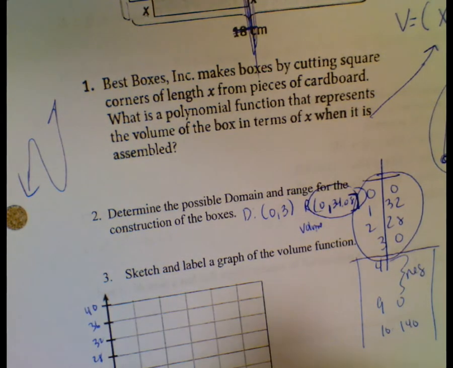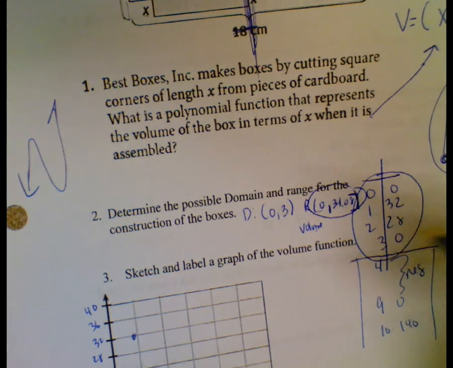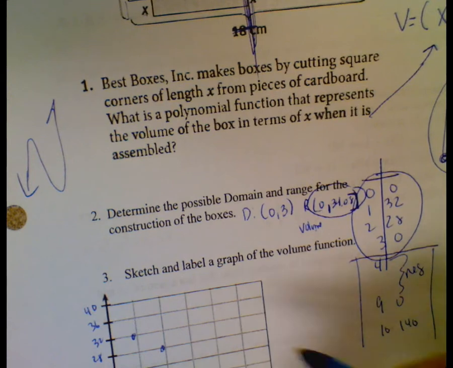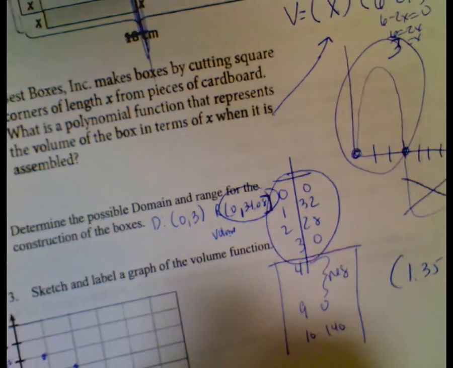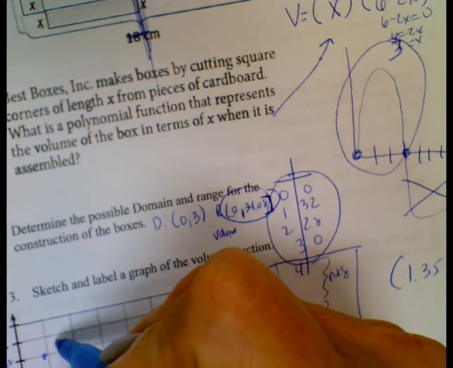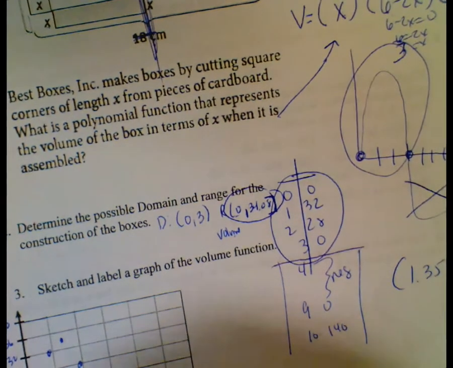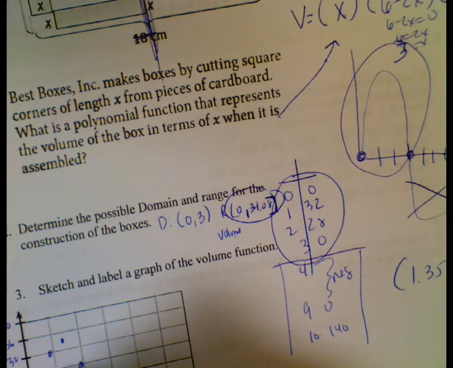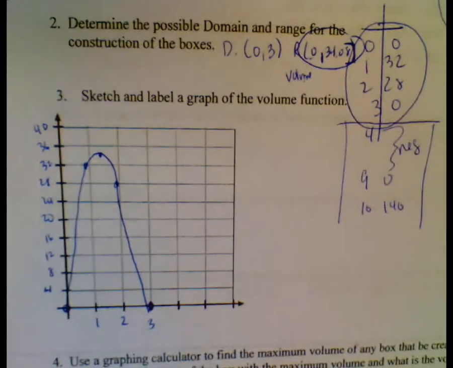So we had 1 and 32. We had 2 and 28. We had 3 and 0, and then we also have our max point, which is 1.35 and 34.08. That's kind of an important one, so I'm going to go back right here. If you want other ones, you can always get some decimals in there, but I don't need them. I'm just going to grab this, hit my 1, my max, my 2, and my 3. It's not the greatest graph, but it looks something like that.